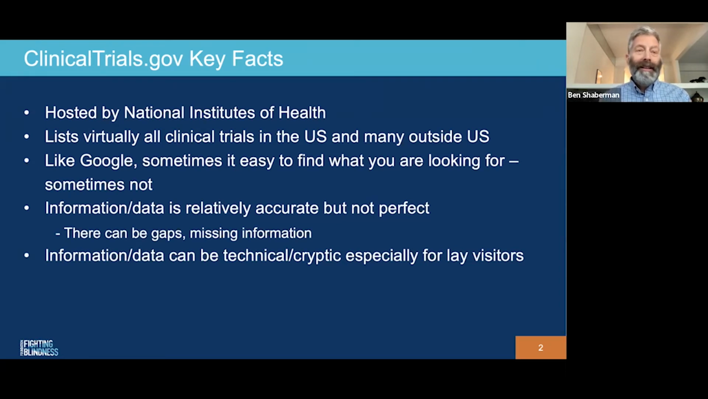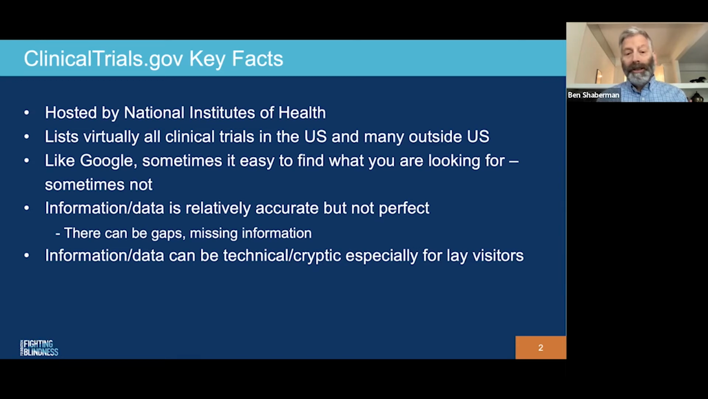Now, like other search websites, because ultimately clinicaltrials.gov is a site that you search, it's sometimes easy to find what you're looking for and other times not so much. It helps if you can use unique keywords to narrow down search results. It helps to have some experience with using like the Google search engine or the Yahoo search engine. And it just takes a little practice to get used to using the different search functions and tools.